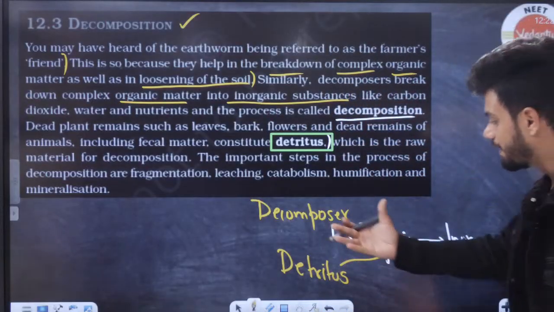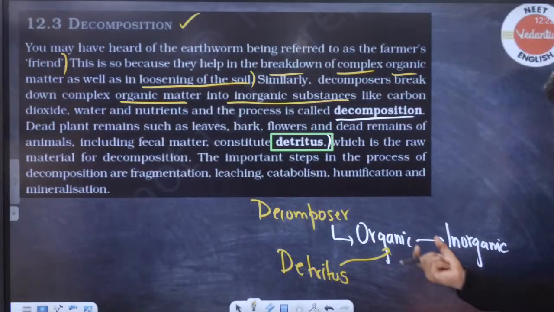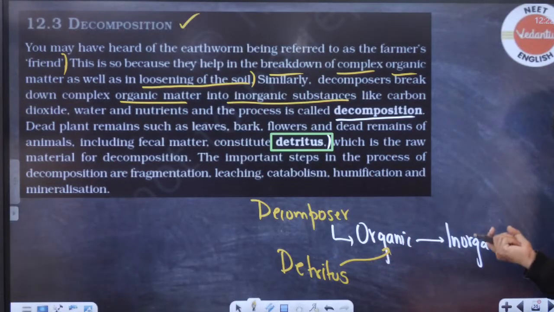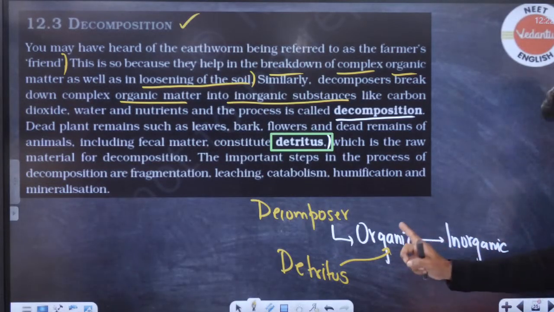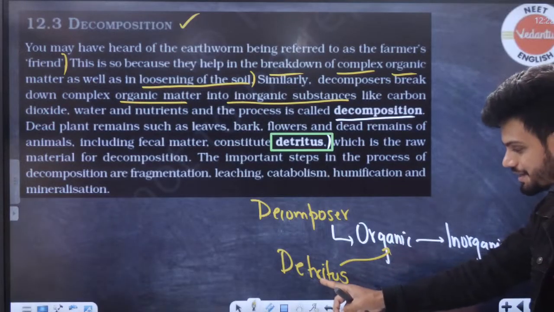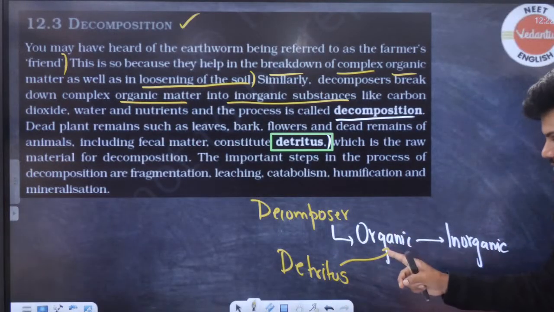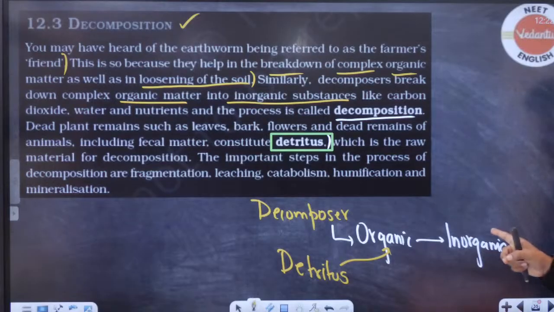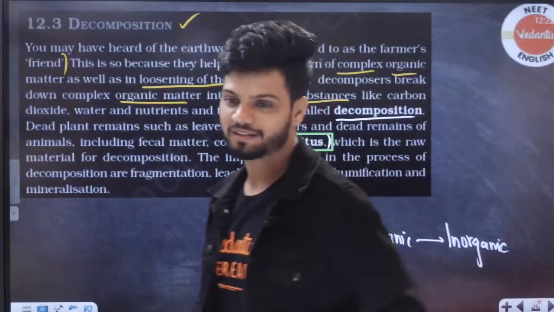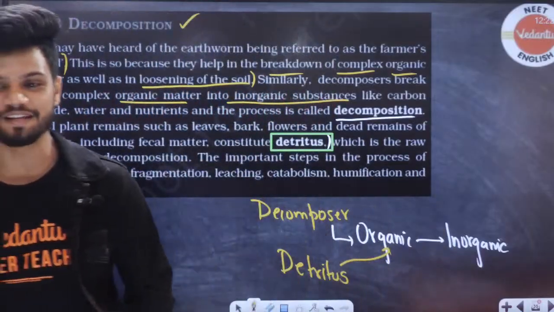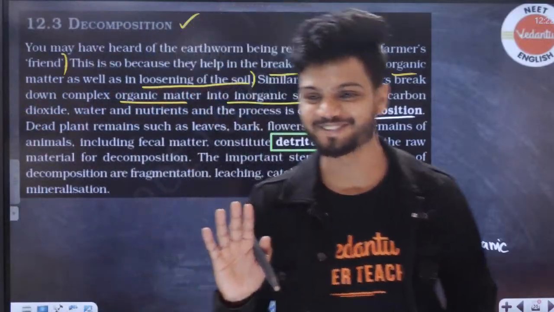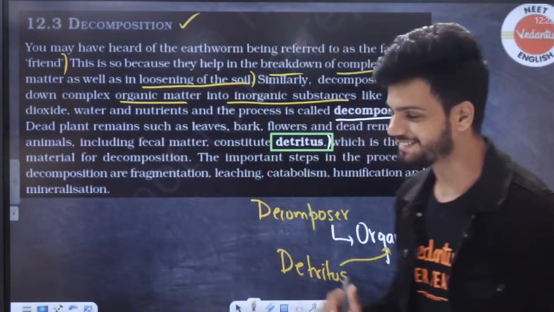All of you understood, right? Decomposition is a process where organic substance is converted to inorganic substance, and the organic substance is called detritus. So detritus is the organic substance which is converted to inorganic, and this entire process is called decomposition. All of you understood? Nice.